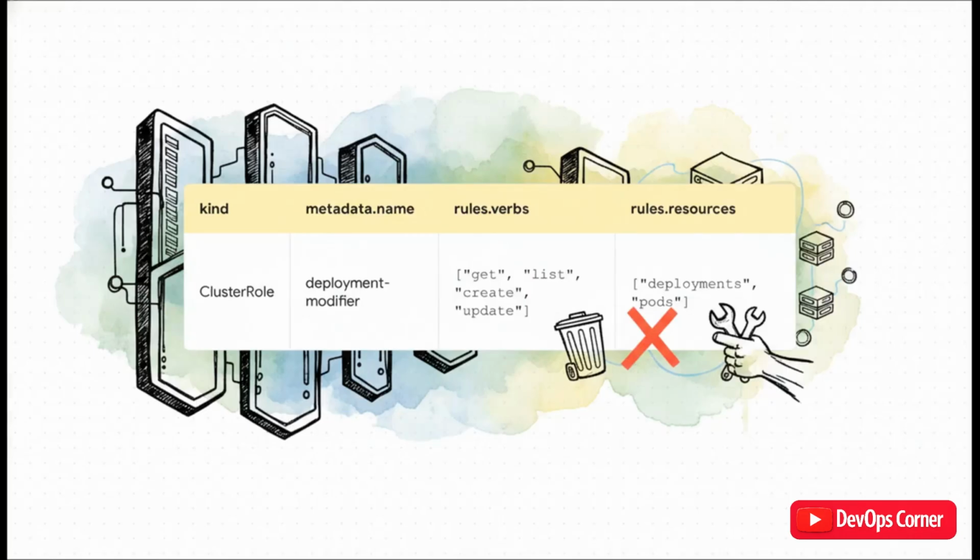So here we define a cluster role called deployment modifier. And notice right away, there's no namespace field. That's because this thing is cluster-wide. In the verbs, we've given him create and update, but we've very deliberately left out delete. He can manage deployments and pods anywhere, but he just can't remove them.